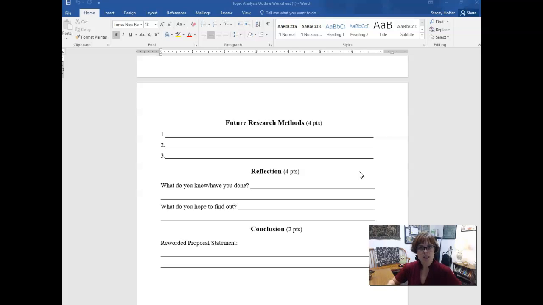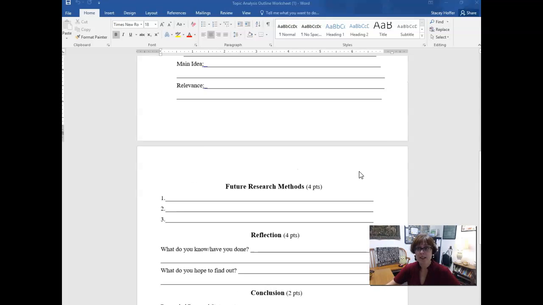Finally, for the conclusion, you're going to reword your proposal statement, and you're going to tell me exactly why you're going to continue with it or why you're not going to continue with it, and if you're not, what you're going to research instead. So I hope that this helps with this assignment.